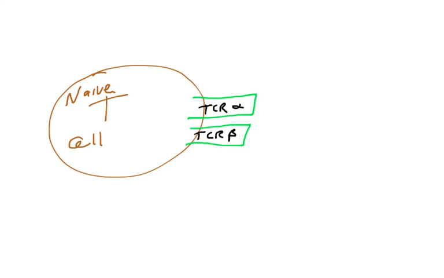Let's talk about some other proteins that are found on the surface of T cells. So we've already talked about the T cell receptor alpha and the T cell receptor beta protein, which are the two very important proteins that make up the T cell receptor. But it turns out there's more in this protein complex that's found on the cell surface.